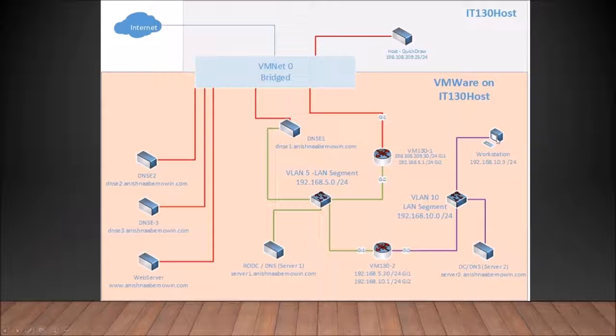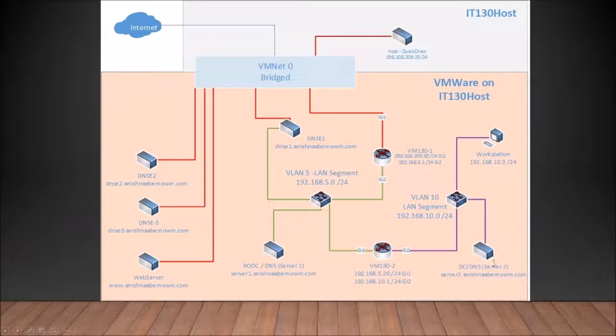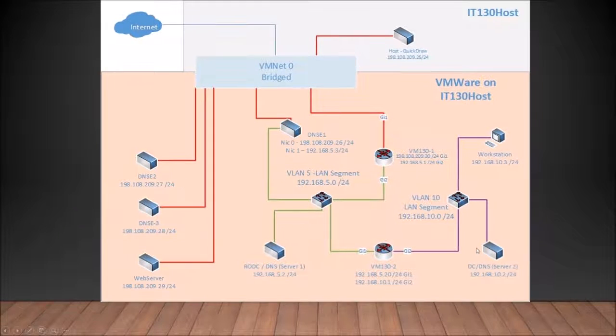But instead of going out onto the main internet to the root servers, it's going to go to basically server 2, which has the DNS server on there. It's going to ask, do you know the IP address for server2.anishnaabemowin? And it's going to look and say, yeah, it's 192.168.10.2. And then it's going to send that back to the workstation. And then once it has the IP address, they can talk to each other.